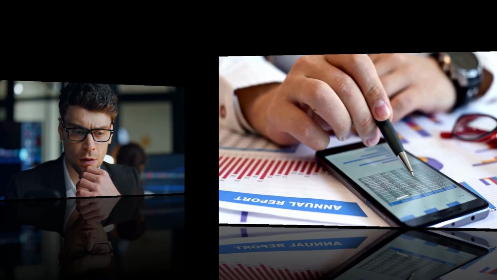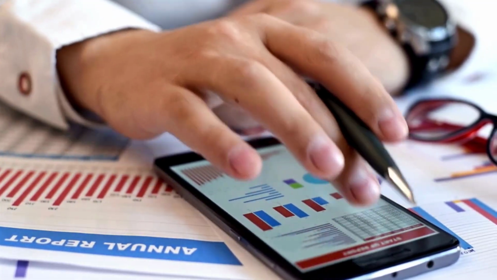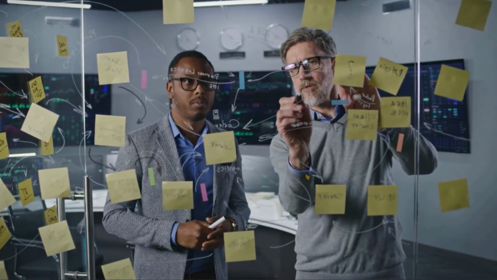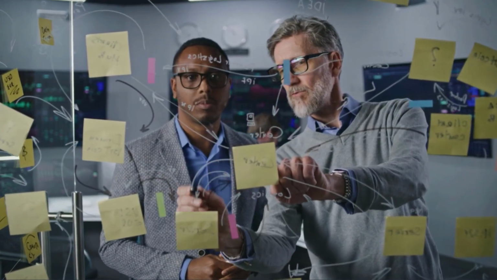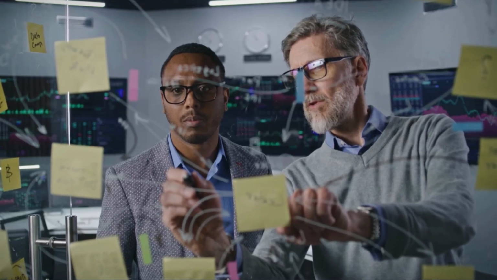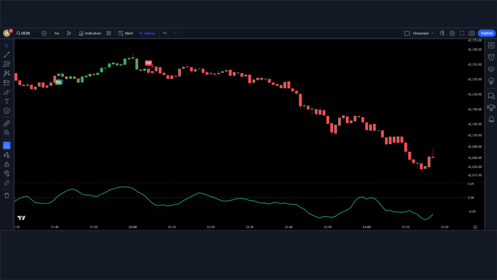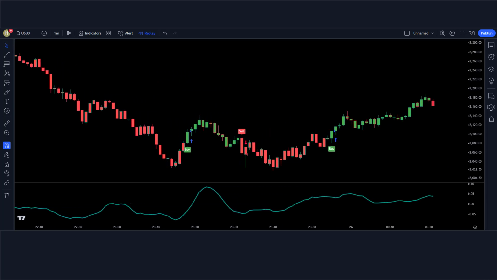Are you tired of missing out on profitable trades? Want to unlock the secret to identifying powerful buy and sell signals with ease? In this video, we're going to reveal a powerful TradingView indicator that will transform your trading experience. This indicator is designed to help you identify high-probability buy and sell signals, so you can make informed trading decisions with confidence. Whether you're a seasoned trader or just starting out, this indicator is a game-changer.